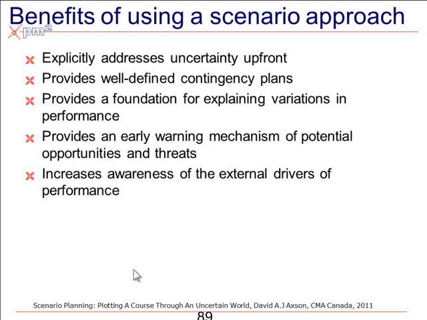Now, the benefits of doing it correctly are significant. It allows you to address that uncertainty up front, and therefore gets more of the leadership team aligned and on side. It allows us to better define contingency plans so that we can move forward with better confidence. It allows us a foundation for explaining those variations so that as they occur, we can put them into context that the leadership team has already agreed to. As we said before, it provides those tripwires, those early warning mechanisms, and finally allows us to become aware of internal and external drivers that we should be paying attention to.